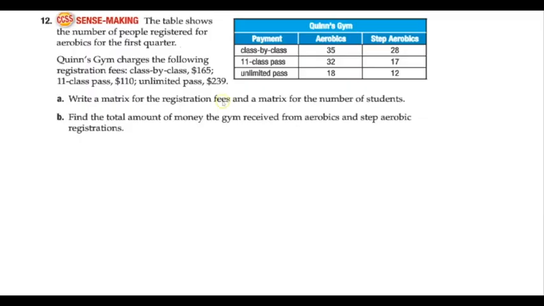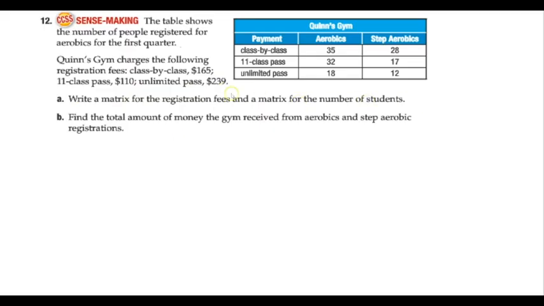Last problem. Application problem, as always. Let's look at this one. The table shows the number of people registered for aerobics for the first quarter at Quinn's gym. You can see aerobics and step aerobics, and this is how they buy their tickets. Are they paying for each class, or do they take an 11 class pass, or do they go unlimited? The gym charges the following registration fees. 5 class is $165, 11 class pass is $110, unlimited is $239. Write a matrix for the registration fees and a matrix for the number of students.